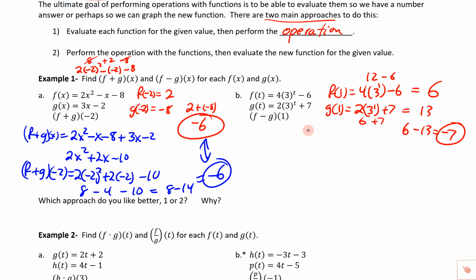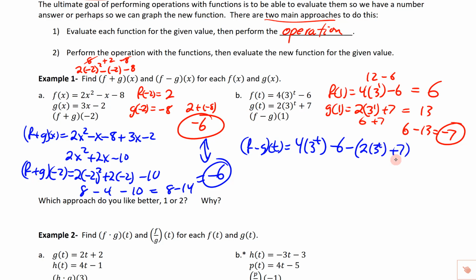So we've evaluated this. Now we're going to do it the other way. We're going to do it with the operation with the functions first, and then we're going to plug in 1. So f minus g of t, let's put a t right here because we want to figure out what that is first. Actually, I'm going to change back to that variable there. Got caught in my own trap there. So 4 times 3 to the t minus 6, and then we're supposed to subtract whatever we have for g of t. So this is going to be 2 times 3 to the t plus 7.